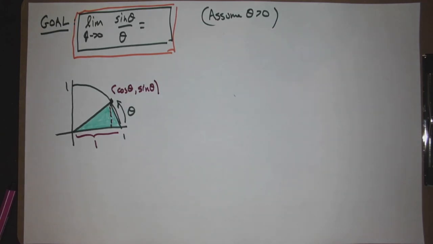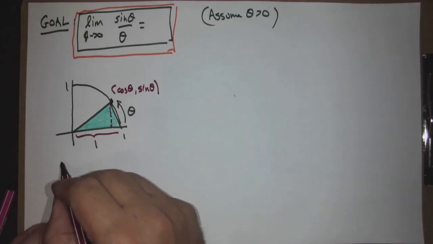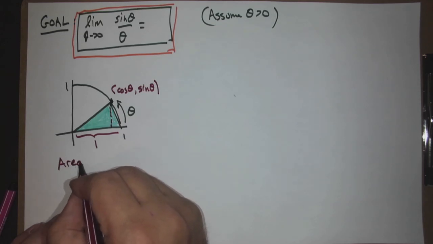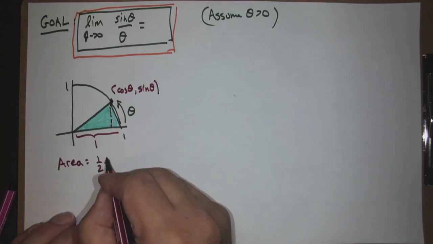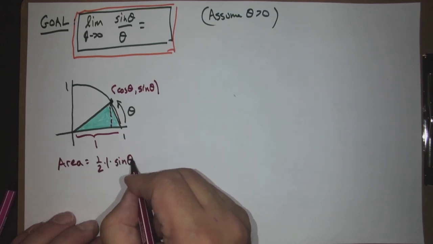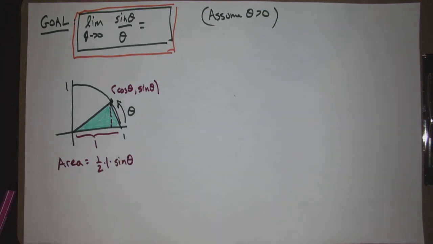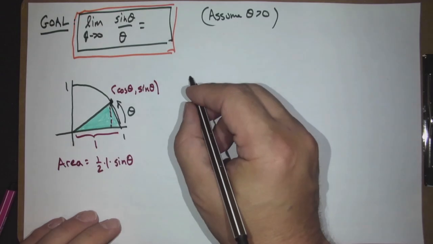Now that's when we measure theta in radians. So what's the height? The height is sine theta. So the area, 1/2 base height. Okay? Cool. You're not sure what that is yet. That's okay. Our story's not done. We have another chapter to tell.